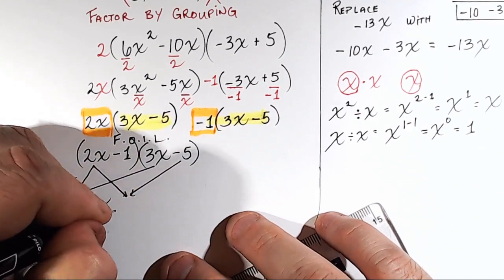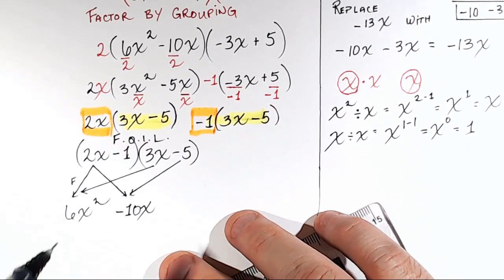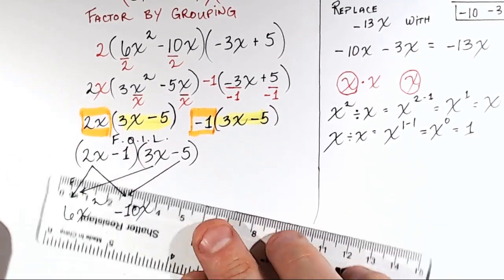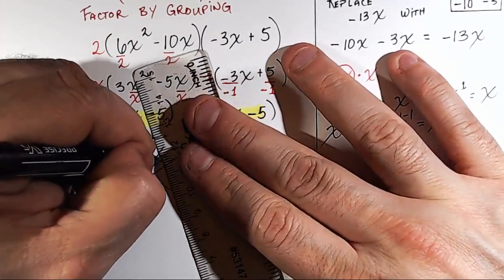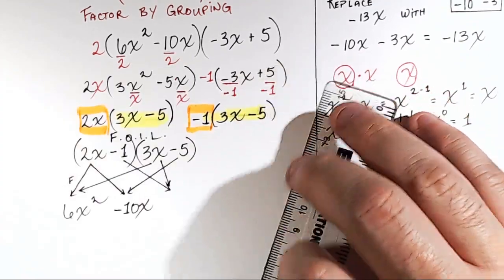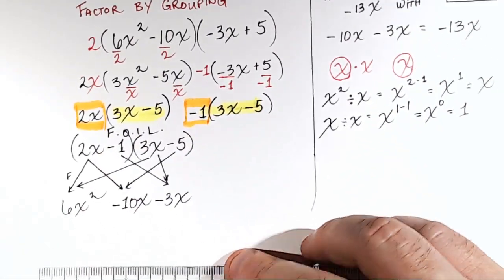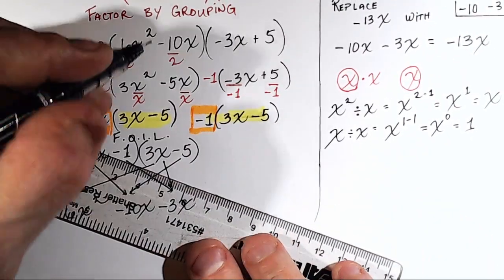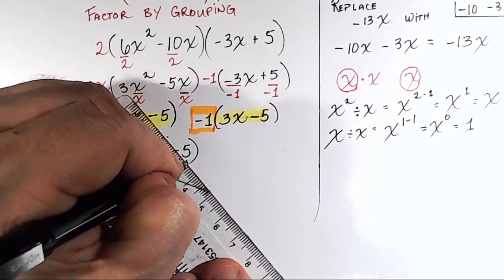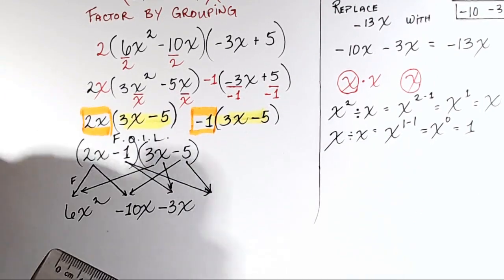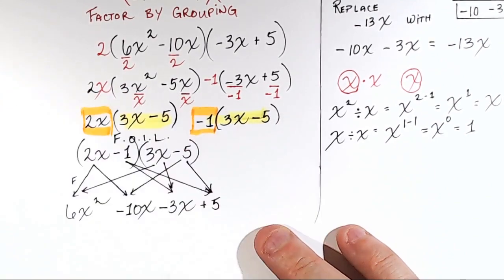Two x times negative 5 is negative 10x. Inner, negative 1 times 3x. That is negative 3x. And then finally, last, negative 1 times negative 5. Okay, that is plus 5.